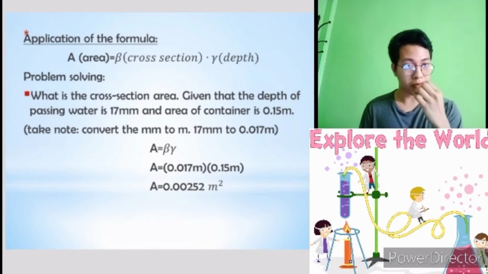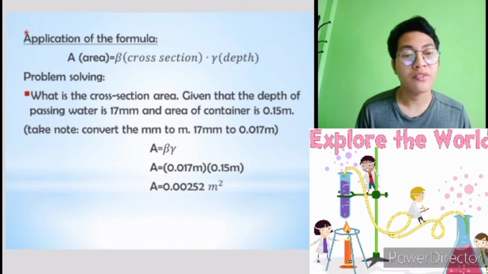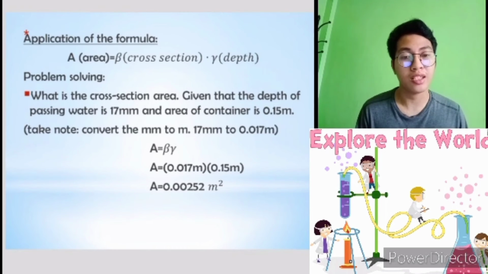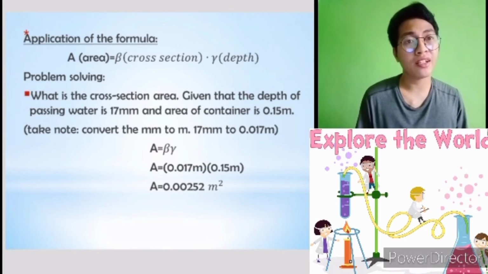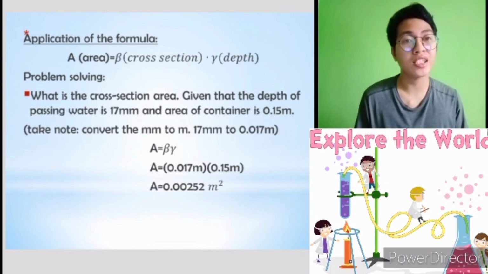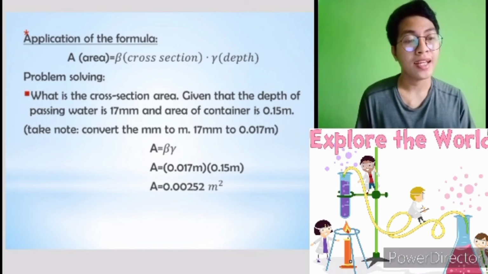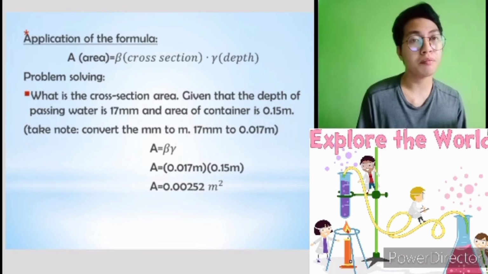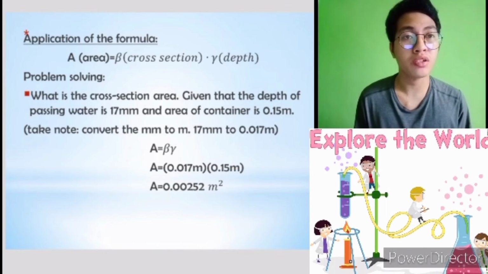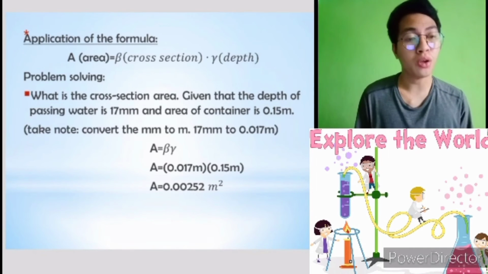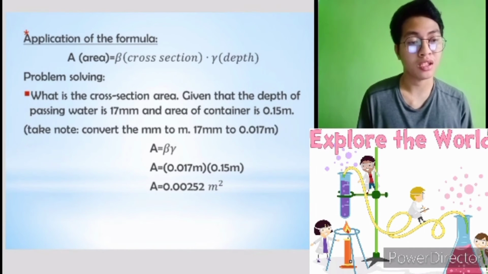So always remember that we need to convert quantity or the values into proper quantities, which is the meter. So what we will do here is we need to convert 17 mm into meter. So how we will do that? To get the conversion, just simply divide the 17 mm divided by 1000. That is 0.017 meter, or we can multiply the 17 mm into 0.001. That is equivalent also to 0.017 meter.